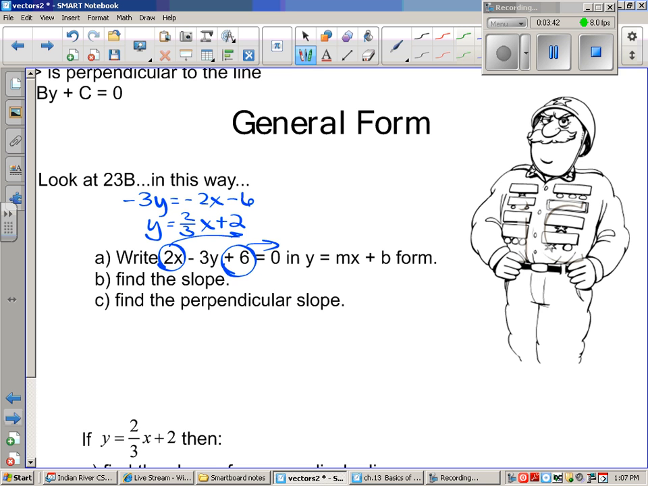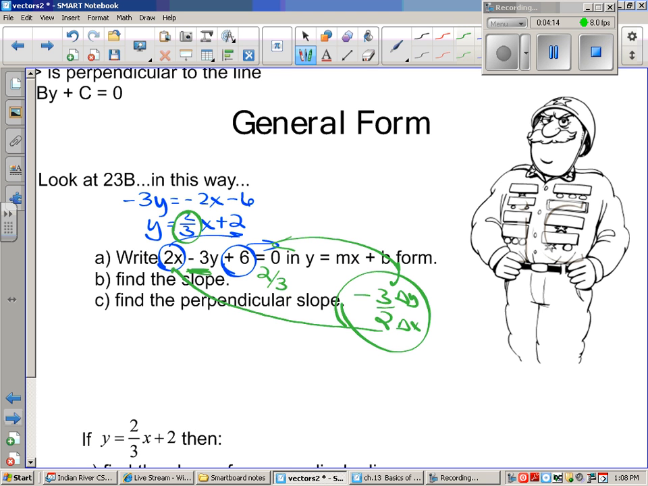Great. Now it says find the slope. So what is the slope? The slope we hopefully can see pretty quickly by looking right there and saying, okay, it's 2/3. So what would be the perpendicular slope? The perpendicular slope would be to negate and flip, negative reciprocal. So that'd be -3/2. Now let's link that with that general form again. If you'll notice, the change in y, -3, and the change in x, 2. It's beautiful.